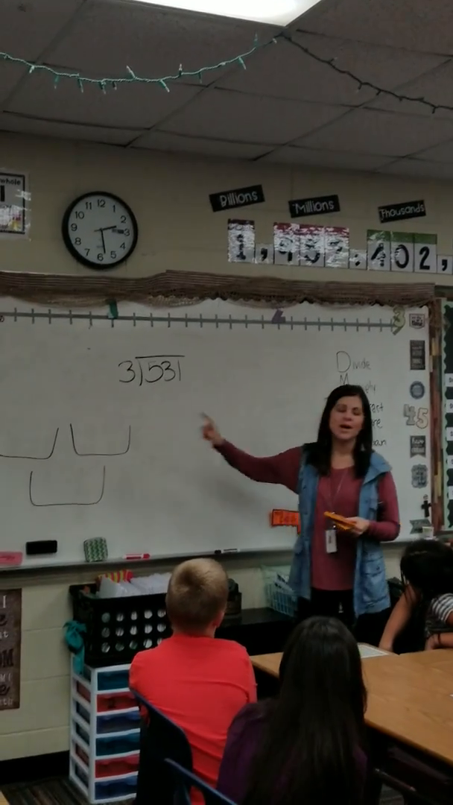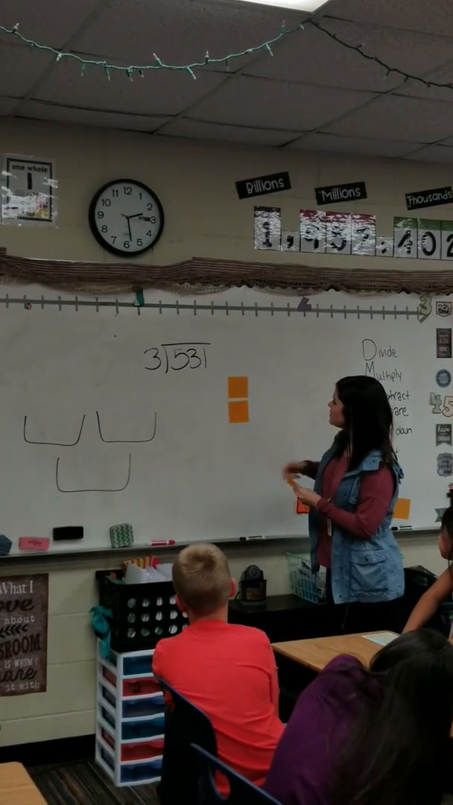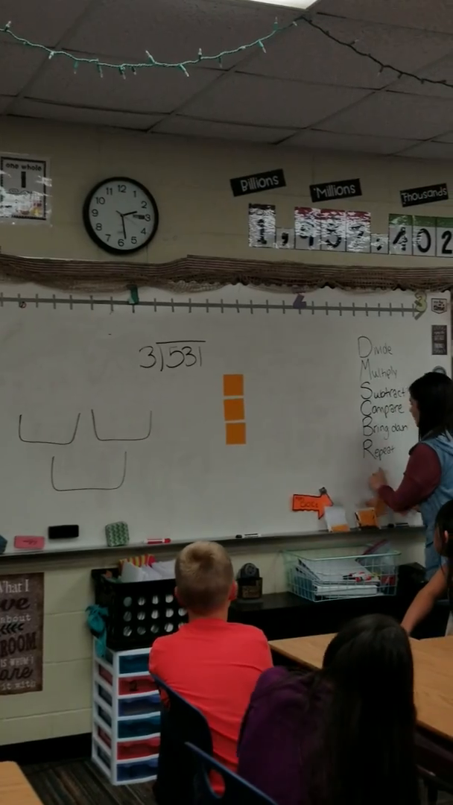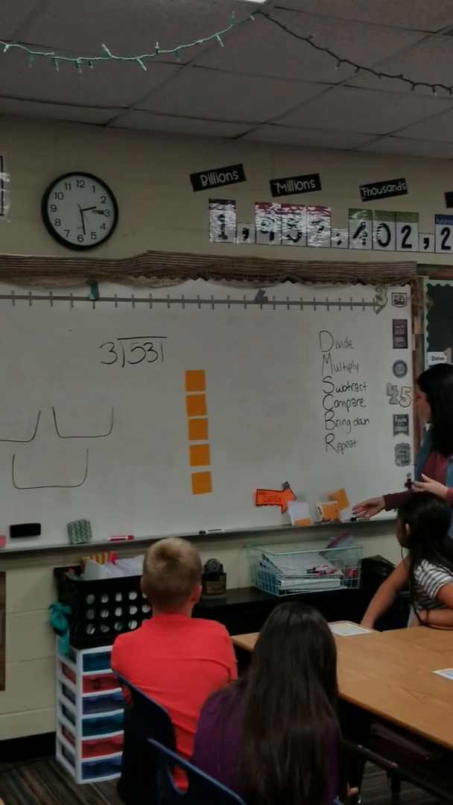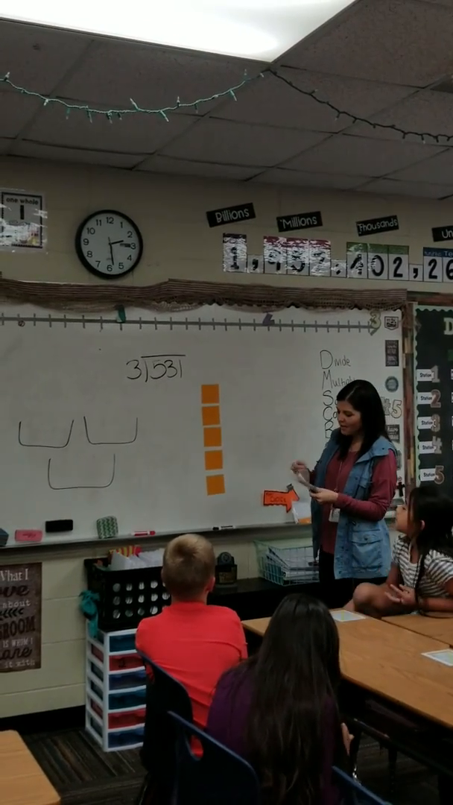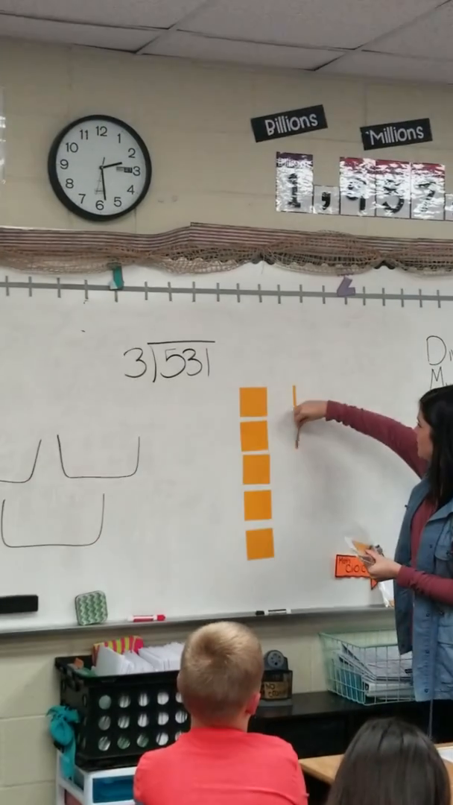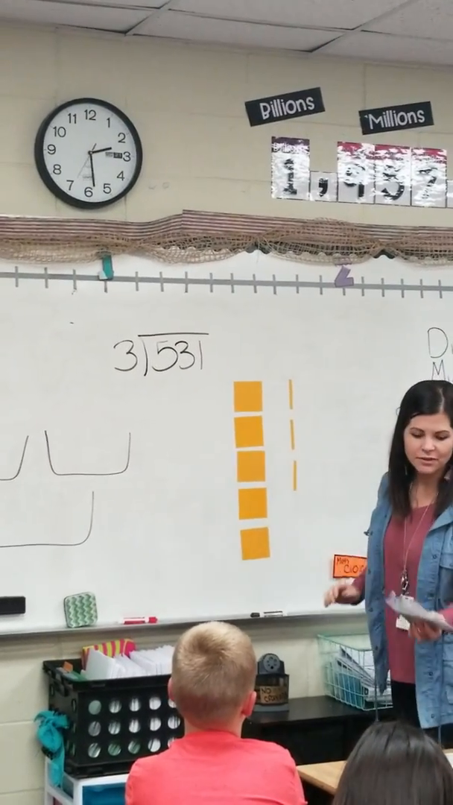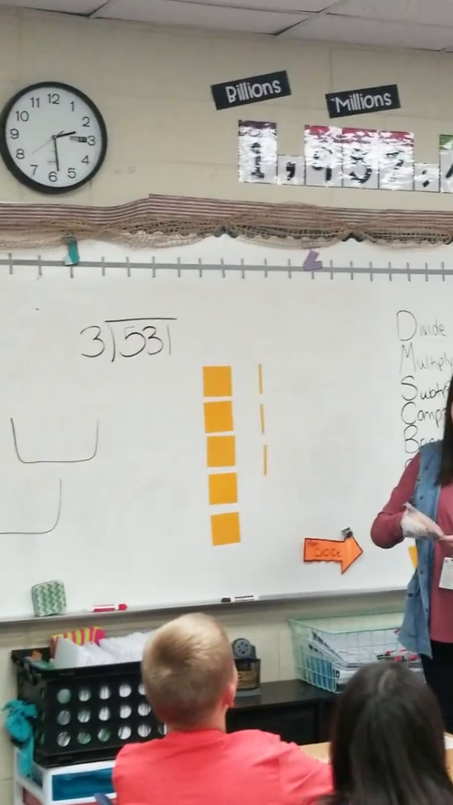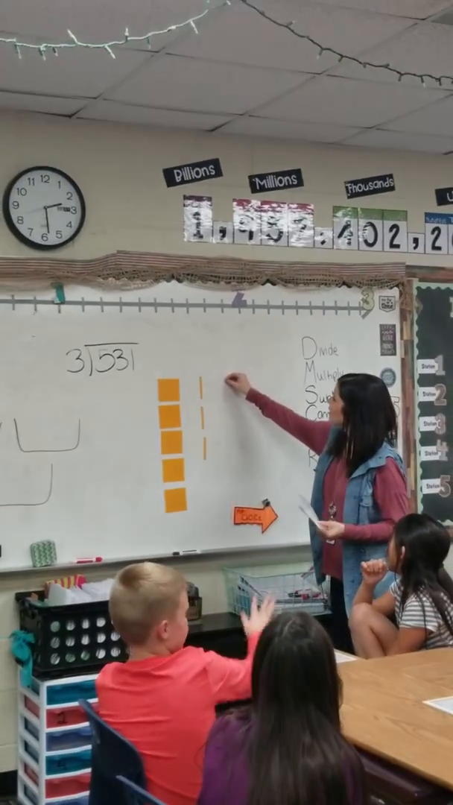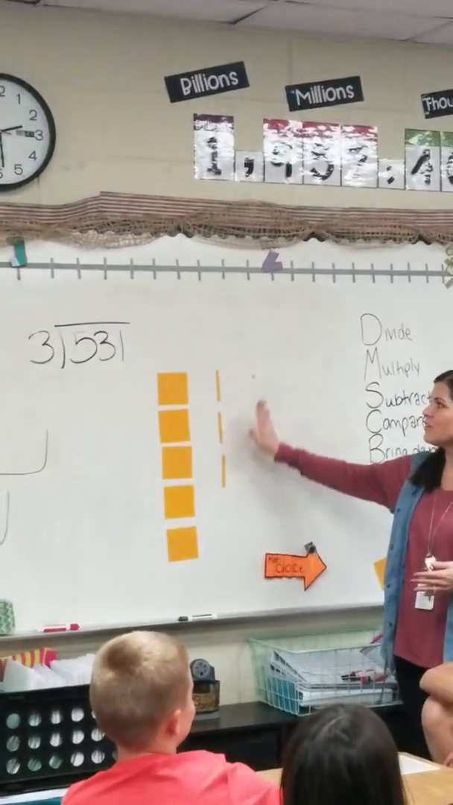531. How many hundreds do I have? 5. I have 5. 1, 2, 3, 4, 5. Very good. How many tens do I have? 3. I have 3. 1, 2, 3. Okay, you can hold my tens for me. And then I have ones. How many ones do I have? 1. So that is modeling 531.